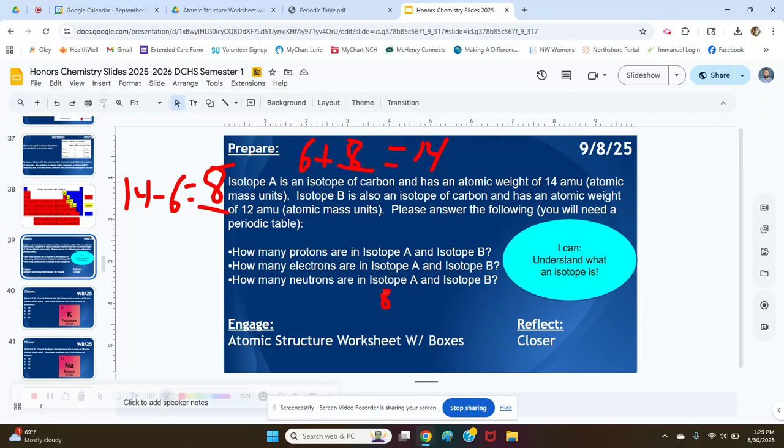Now isotope B has an atomic weight of 12. So it's 6 plus what number is equal to 12? And the answer is 6. So 6 is going to go over here. Again, if you want to do it the other way, you would go 12 minus 6 is equal to my mystery number. In this case, it was 6. So either way is going to get you where you need to go. Okay?